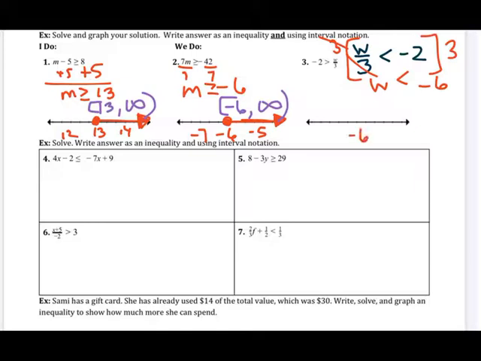So I'm going to make sure negative 6 is on my number line. That's going to be an open circle because there's no or equal to, and it's going to be pointing to the left. W is less than or equal to negative 6.